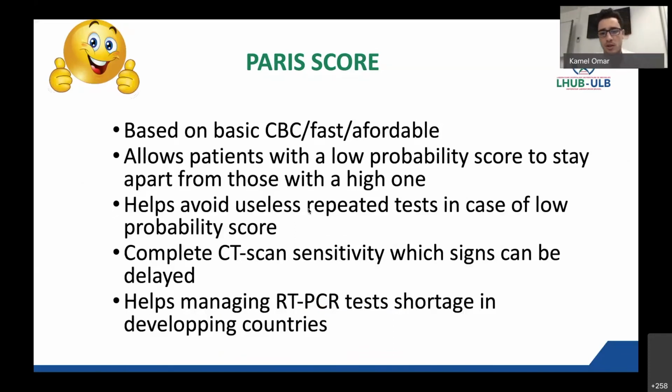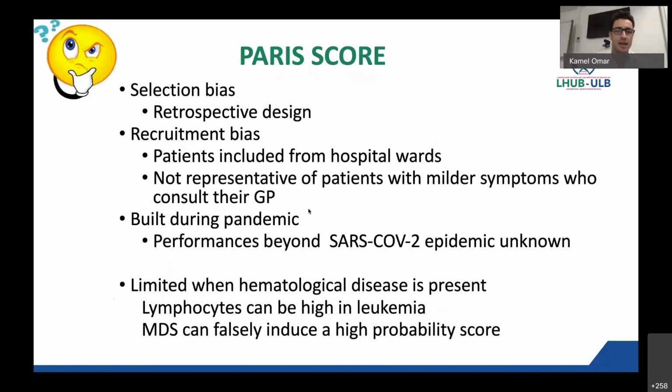But if there is a good side, there are also bad sides. And so the bad side of it is that we have a selection bias because it was made with a retrospective design. We have a recruitment bias because patients were included from hospital wards and are not representative of the main patients with milder symptoms who consult the GP in the general population. It was built during the pandemic, so the performance beyond the SARS-CoV-2 epidemic is unknown. And it's also limited when there is a hematological disease present, like lymphocytes can be high in leukemia, or with the myelodysplastic syndrome, it can falsely induce a high probability score.